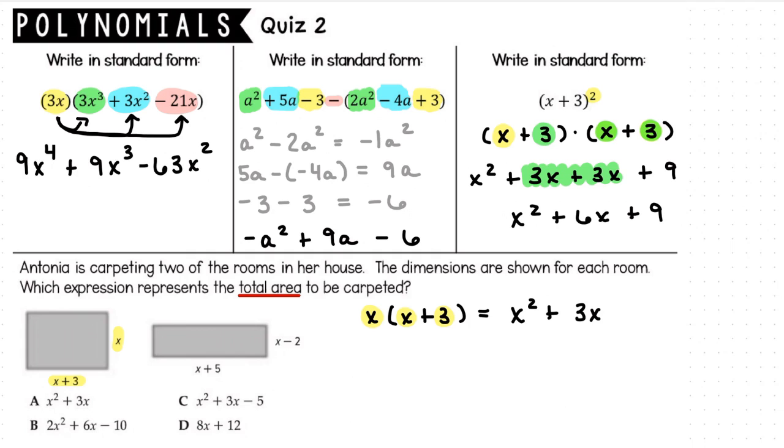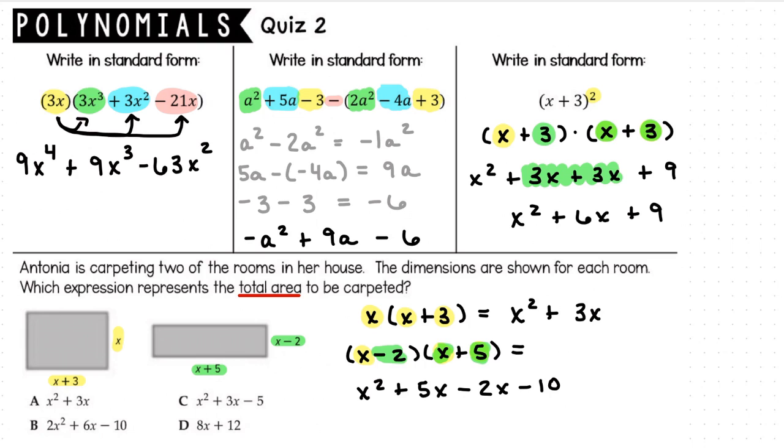The second room is also a rectangle. The length and the width are x minus 2 and x plus 5. Again, since the area of a rectangle is length times width, we'll multiply these two binomials. Starting with the first term, we multiply x times x to get x squared and x times 5 to get 5x. The second term, negative 2, also needs to be multiplied by both terms in the second binomial. A negative 2 times x will give a negative 2x, and a negative 2 times 5 gives a negative 10.